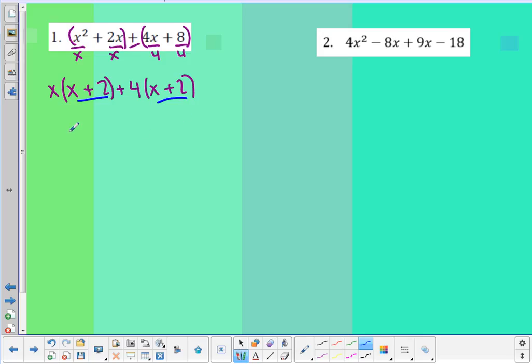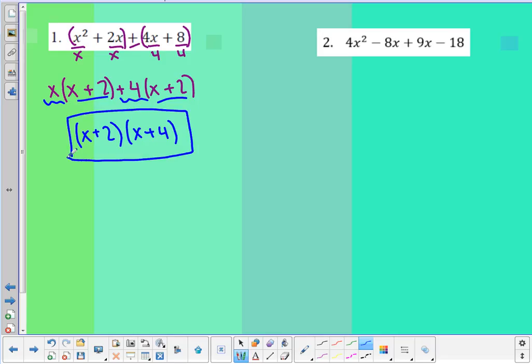So one of your factors is this set of parentheses, x plus 2. The other factor are the 2 GCFs you pulled out put together, x plus 4. That is my factored form. Notice that I no longer have an addition symbol between that because I'm taking these 2 factors and multiplying them together. So there's no addition symbol between the 2. That is your factored form, and that's your answer.